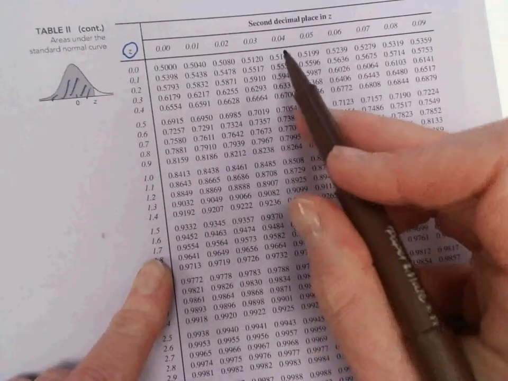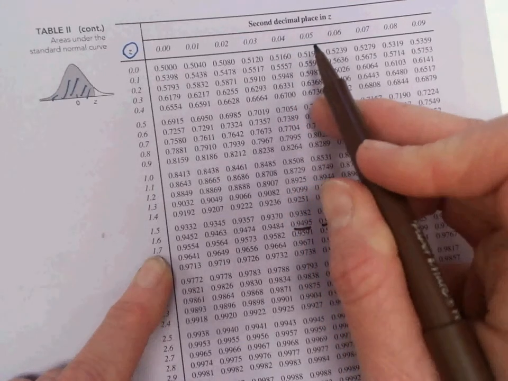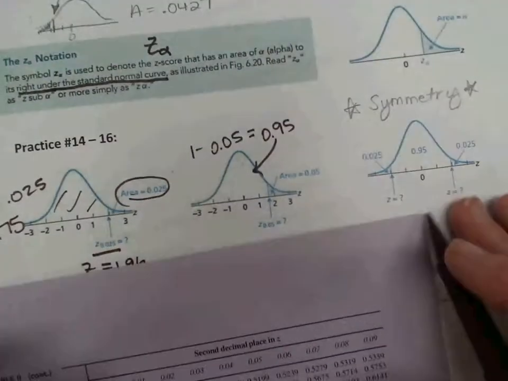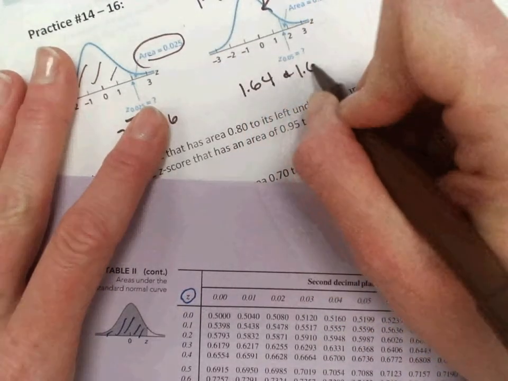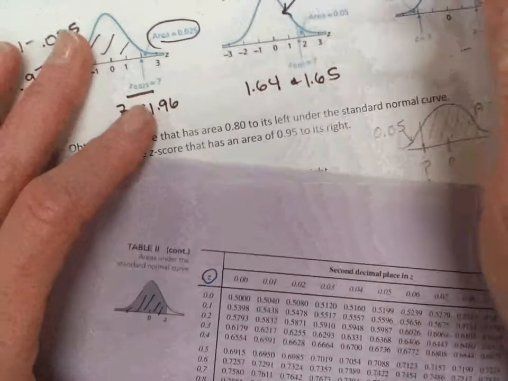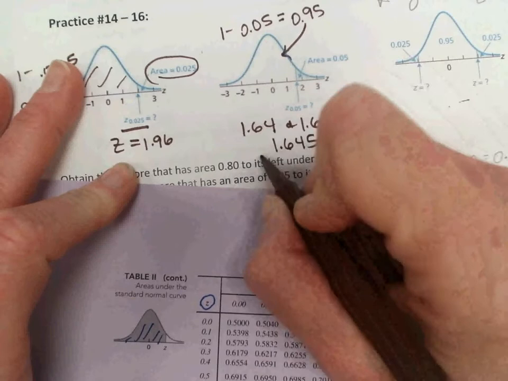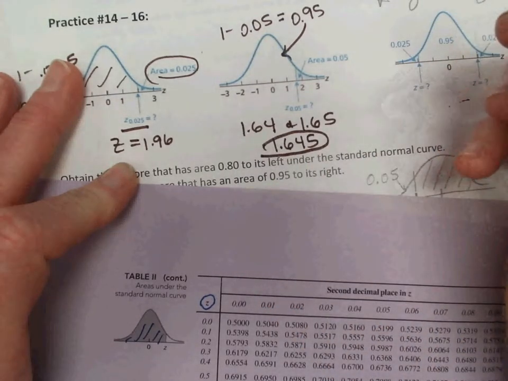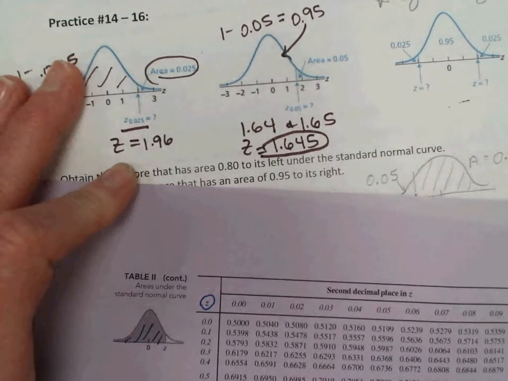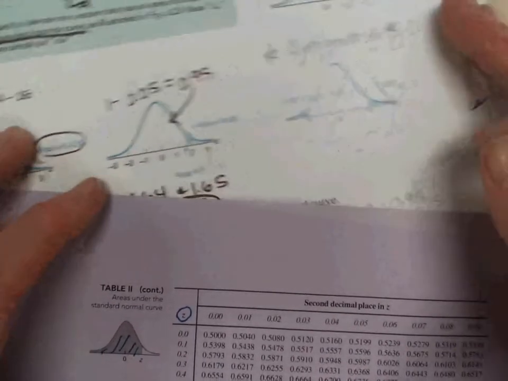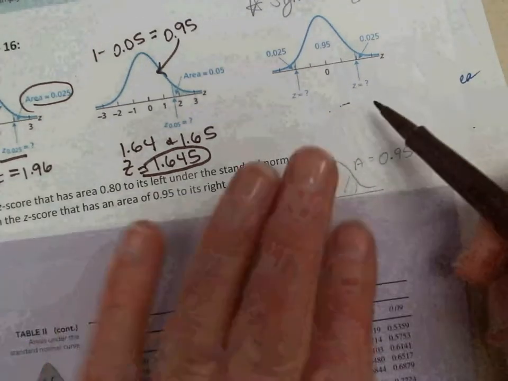So we would say that we go over to 1.6 and then we go up to the top, halfway between the 4 and the 5. So it's 1.6, halfway between 1.64 and 1.65. If you add those two together and divide by 2, you get 1.645. So the z-score is 1.645, and that's how we get that third decimal place.